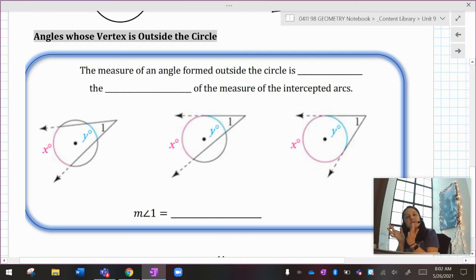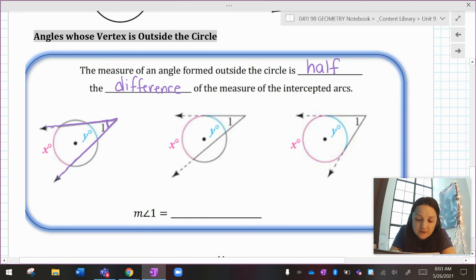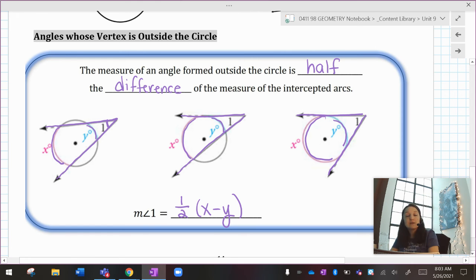Okay, well, what if my angle isn't on the edge and it's all the way outside of the circle? The measure of an angle formed outside the circle is half of the difference of the measures of the intercepted arcs. So if you have two secants, and they meet outside, angle 1 is x minus y divided by 2. If angle 1 is here and it's formed by a tangent and a secant, it's still x minus y divided by 2. And if it's two tangents, right here, this angle 1 is x minus y divided by 2.